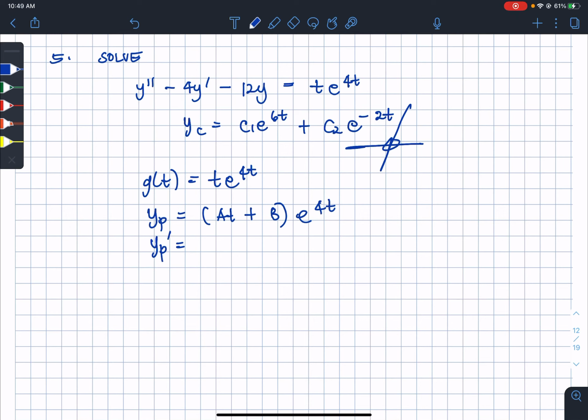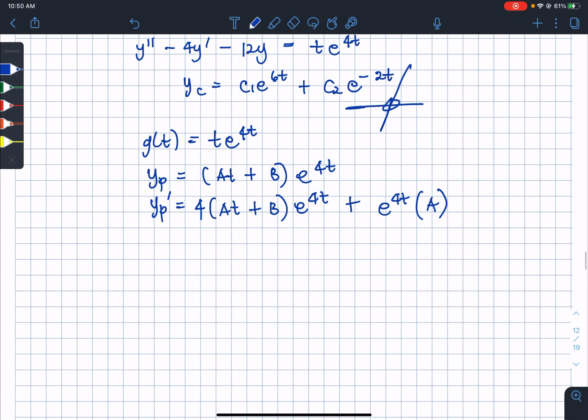So yp prime, we're going to use the product rule. So that would be u dv plus v du: at plus b times 4 e raised to 4t, and then plus e raised to 4t times the derivative of at plus b, which is just a. Okay, so that is yp prime.